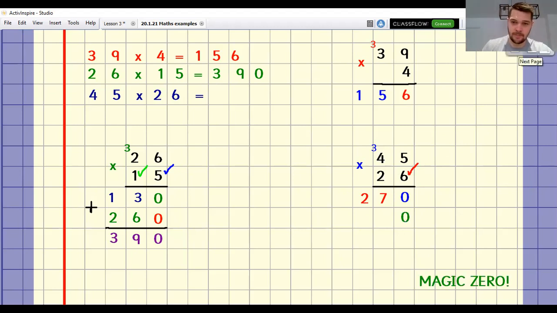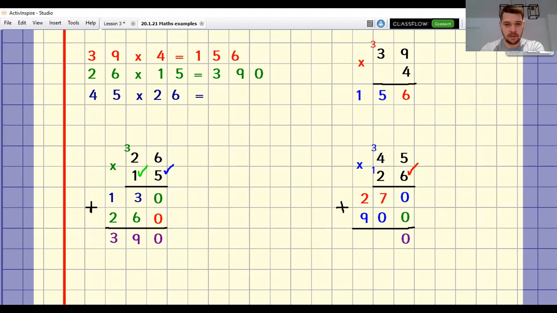Magic 0. Okay, 5 times 2 then is 10. So 0, carry the 1. I then just carry it there, because if I put it back up here, it becomes confusing. Okay, let me show you that again. 5 times 2 is 10, so 0, and I'm just going to carry a 1 here now. Okay, and then 4 times 2 is 8, plus that 1 gives me 9.